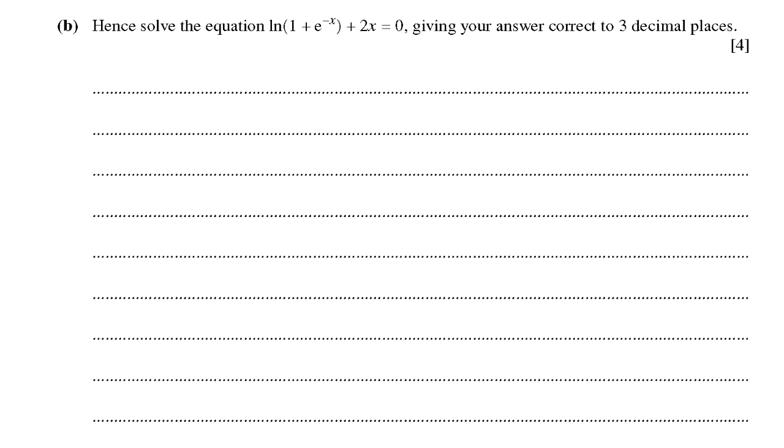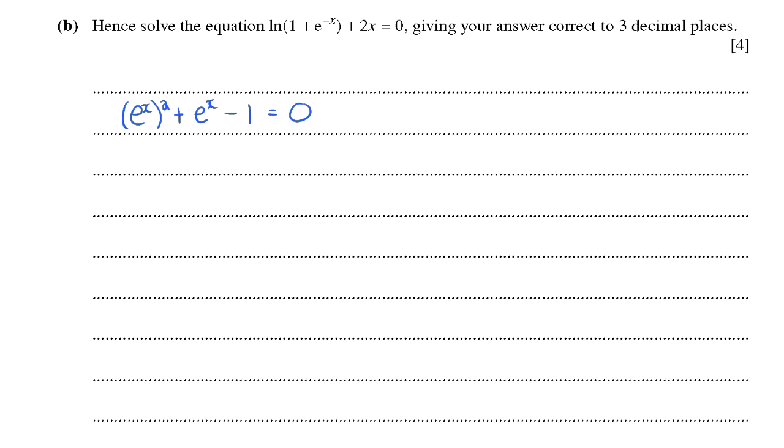Part B says, hence solve the equation we were given initially, giving your answer correct to 3 decimal places. All right, so we're not going to use what they gave us. We're going to use the quadratic that we've transformed it into because we know how to solve a quadratic. We either factorize it, use the quadratic formula, or complete the square.